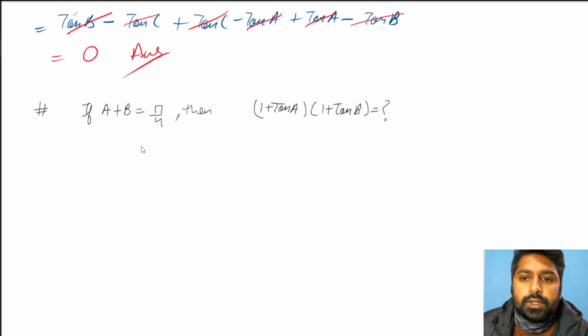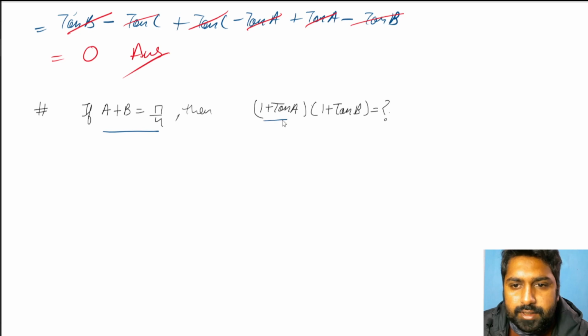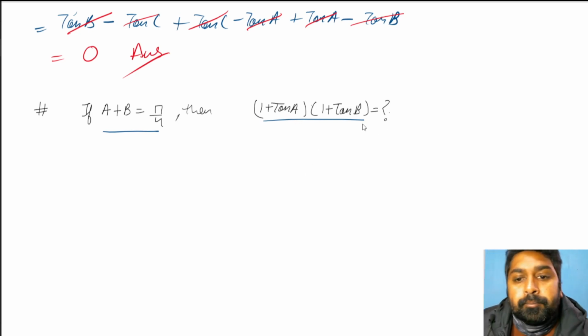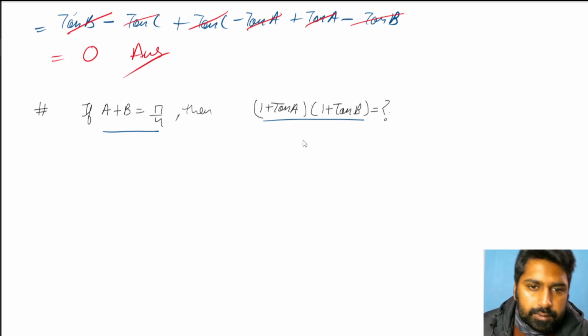Okay. So this is a question: if a plus b is pi by 4, then (1 plus tan a)(1 plus tan b) is what? I'll solve this question in two ways. Let's try first by doing the proper method.